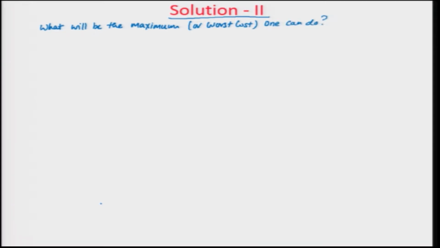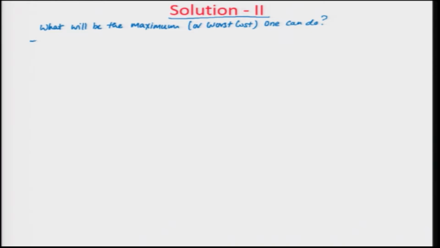Okay. Now, let us take a look at the other side of the problem. What will be the worst you can do? What will be the maximum or worst cost one can do? So, now we saw what is the minimum or the best cost we can do. Now, let us look at what is the worst cost we can do.